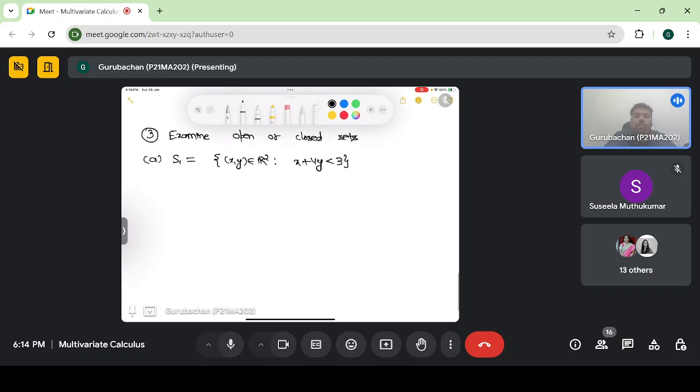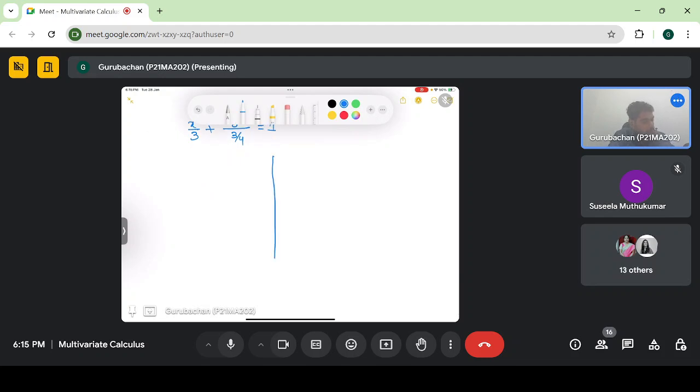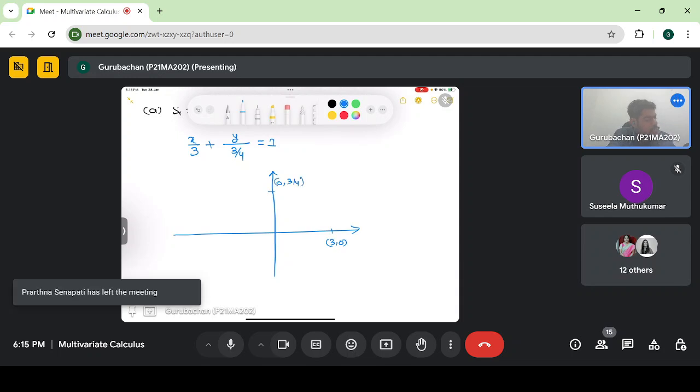For that, first of all, we have to draw this region. For simplicity, we change this line equation into the intercept form. It will come out to be x by 3 plus y divided by 3 by 4 equal to 1. This is the equation of the line. So we will draw it. It will come out to be the points (3, 0) and (0, 3 by 4). So we will draw it like this.